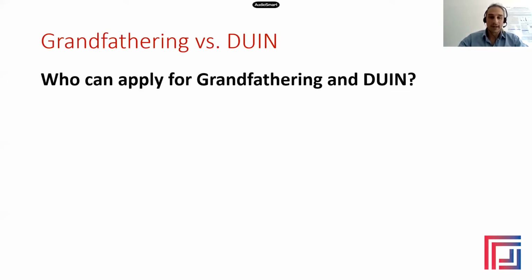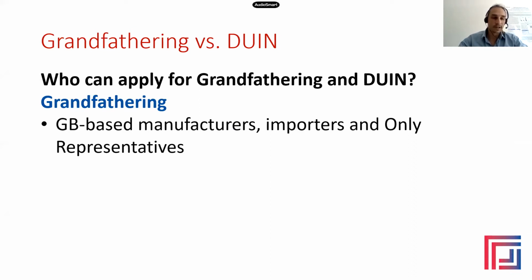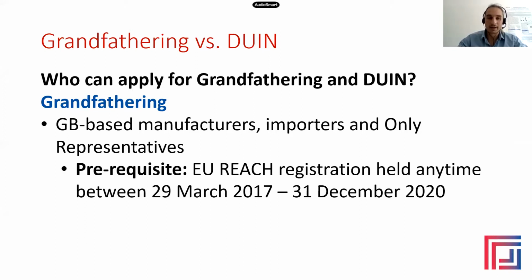Who can apply for grandfathering and downstream user import notifications? So starting with the grandfathering, it's quite simple. The grandfathering process is reserved for GB-based manufacturers, importers, and only representatives, under one condition, that these are companies or entities who previously held an EU REACH registration between 29th of March of 2017 and 31st December 2020. So if you fall under this category, you are eligible for grandfathering, and you can basically take over your previous EU REACH registrations to benefit from extended deadlines for UK REACH registrations.